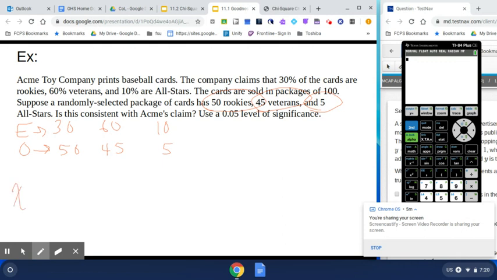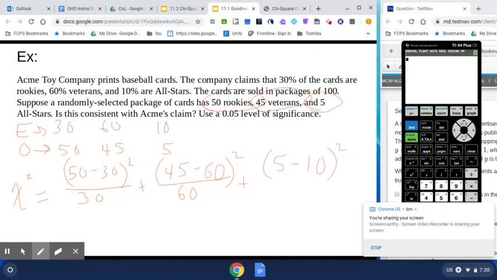Okay, so doing that formula, the first observed value is 50 minus its expected value of 30, squared, over 30. We're going to add that on to the next one. The observed value is 45 minus the expected value of 60, squared, over the expected of 60. We have one last one left. So the last observed value is 5 minus the expected, which is 10, squared, over the expected, which is 10.